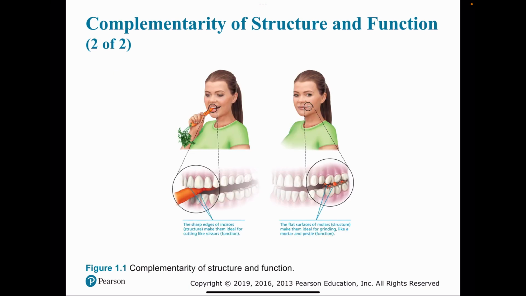So an example of this, like the incisors, which are some of the teeth that we would find in humans. The incisors are particularly sharp, kind of like scissors. That makes them ideal for cutting. While the molars, which are found farther back in the oral cavity, have more of a flat surface on the top that makes them ideal for grinding, like a mortar and pestle.